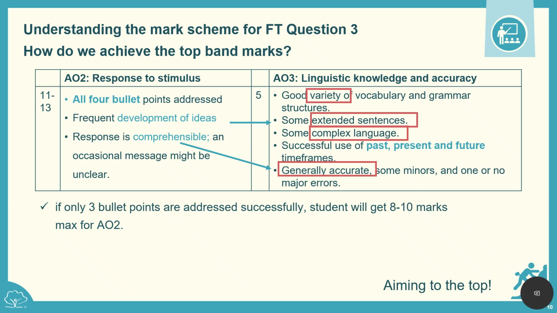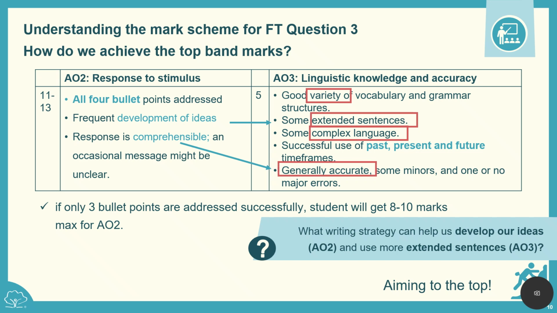You are not getting the top marks if you forget to use either past, present, or future. You must have the 3 time frames. So please make sure you check that when you're proofreading your work. And at the bottom it says generally accurate. They are not expecting you to have 100% accuracy. There could be some minor or a few major errors, and you still can get a higher mark. So I hope that this gives you an idea of what they're expecting when you're answering question 3 in order to get full marks.